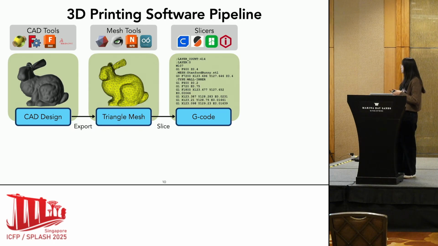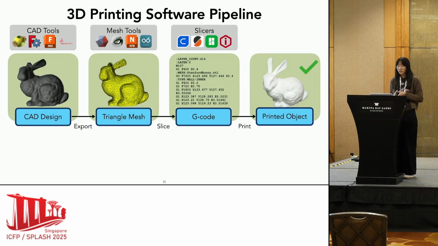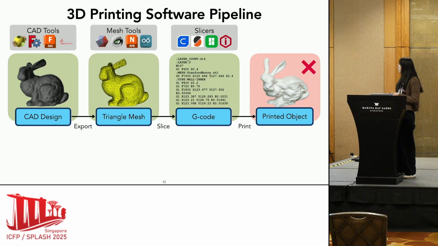And next, the slicer takes the mesh along with a bunch of parameters and converts it into G-code, which is the printer instructions. And finally, the printer executes those instructions, extruding filament layer by layer. And if everything goes right, we'll get this cute bunny, which matches the original model perfectly. But if something goes wrong, then the problem can be traced back to any of the earlier stages.